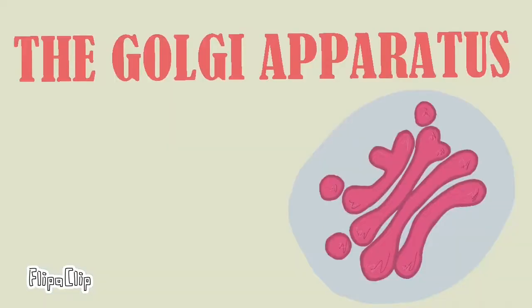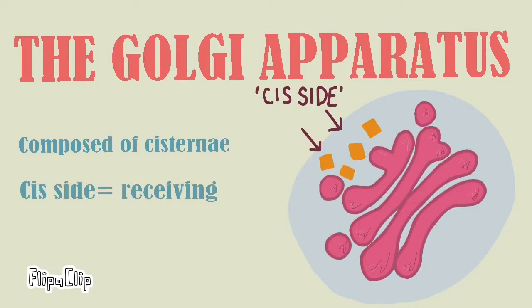Another structure is the Golgi apparatus, and this is composed of cisternae. It is known by many as the sorting center of the cell, as it receives, sorts, stores, and distributes molecules in the cell. The cis side, the side closest to the endoplasmic reticulum, is the receiving end, where molecules enter, and then, after progressing through the structure and undergoing modification, molecules leave via the trans side.